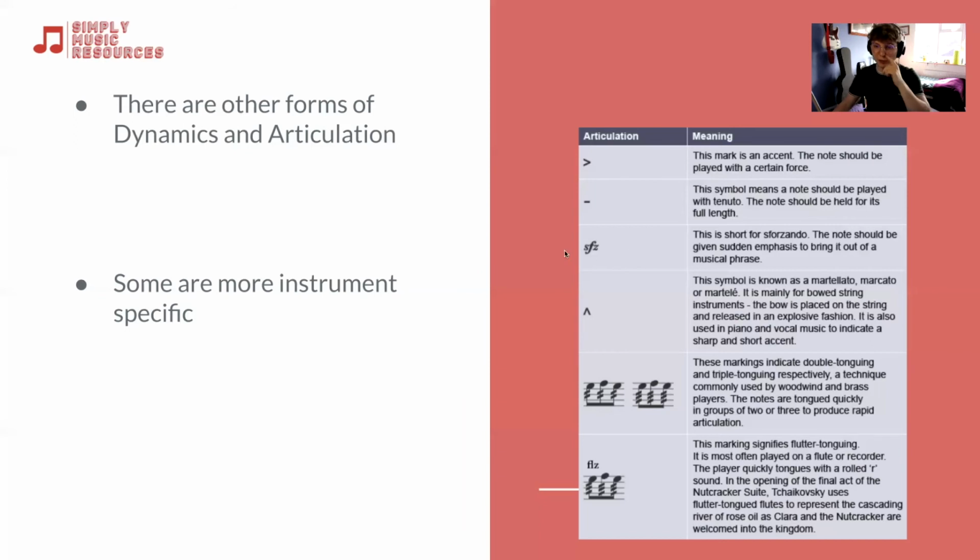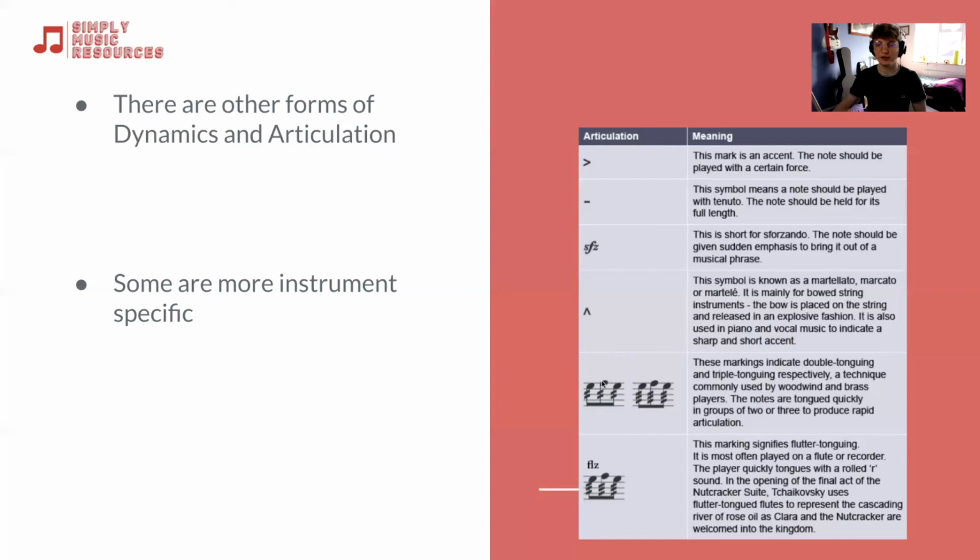So another symbol is this one here, which is short for sforzando. Now, sforzando is a term designed to give sudden emphasis. So if it's a really quiet piece of music and then out of nowhere there's a big bang on a chord, that's how you'd write it. Some of the more instrument-specific ones are these symbols here.